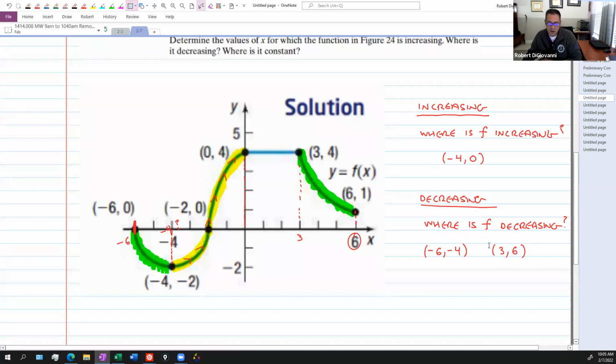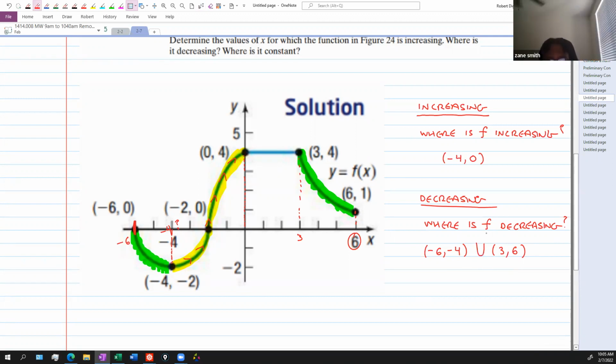And then Zane, whenever we have two intervals in our answer, what's that symbol we usually put in the middle of them? Union. Union, right? So we put a little U here in the middle. All right. Any questions? One last thing. Constant.